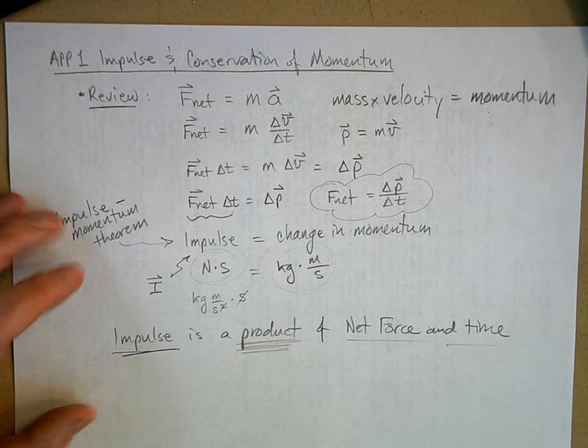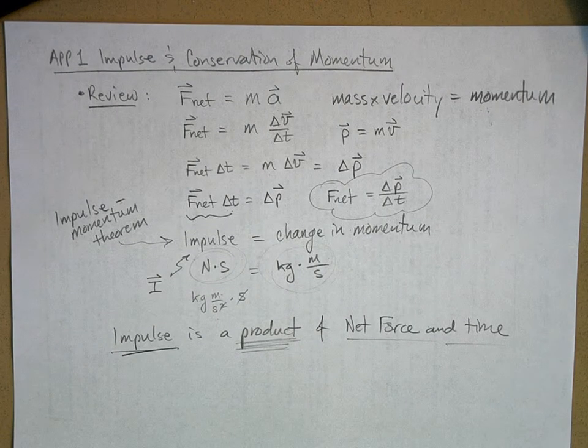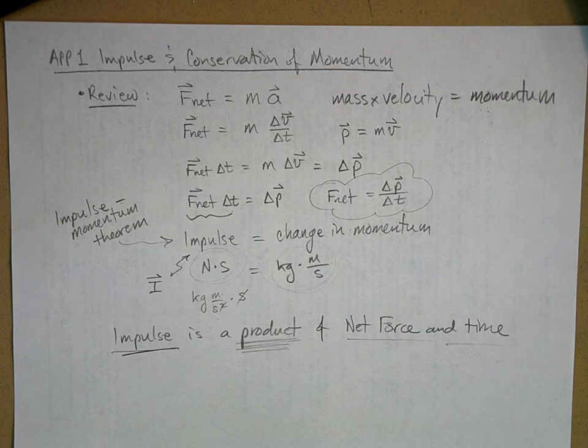Now, we dealt with other quantities that are products before, and we've graphed them, like work. Work is a product of force and displacement, right? Remember when we graphed force as a function of displacement, and the area underneath that graph was work? Or we graphed velocity as a function of time, and the area underneath that graph was displacement, because velocity times time gives you displacement. So we're going to do the same thing here.